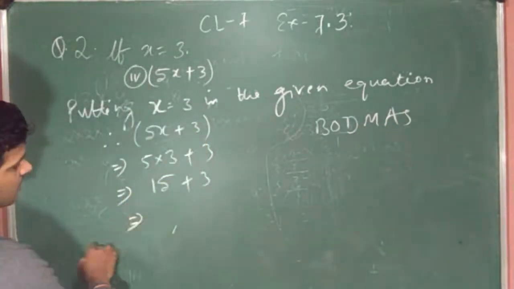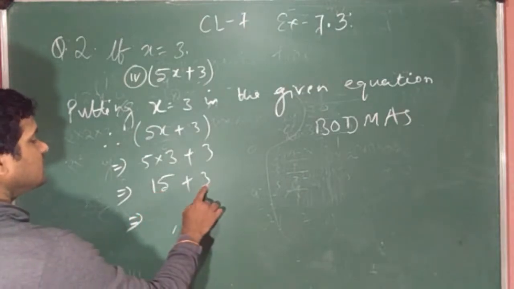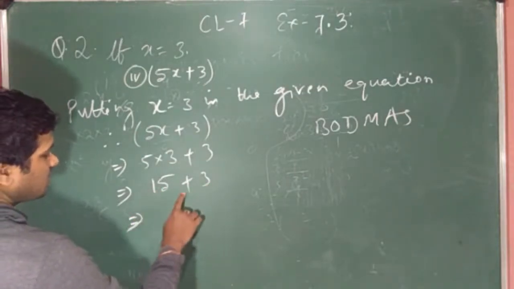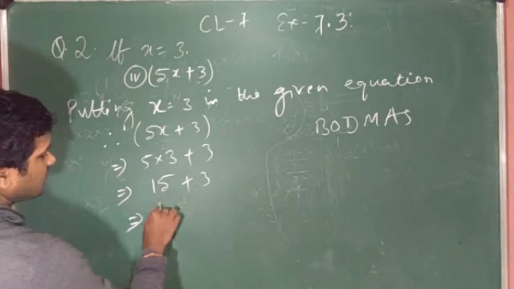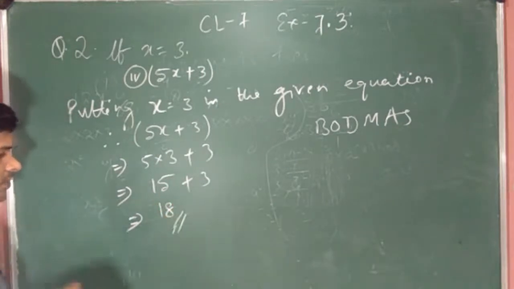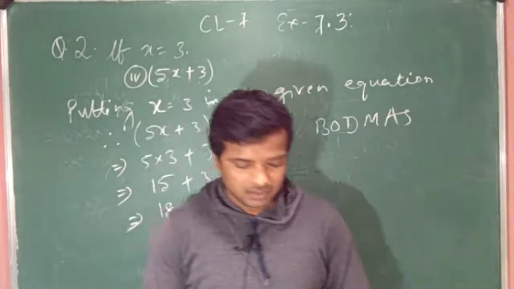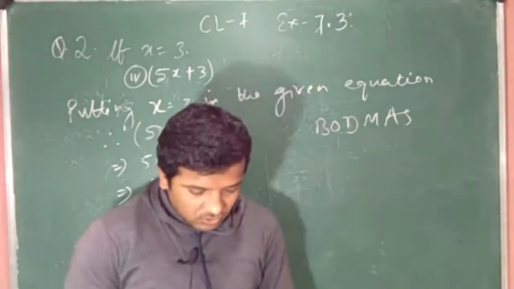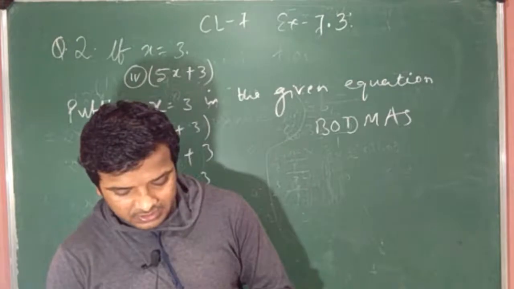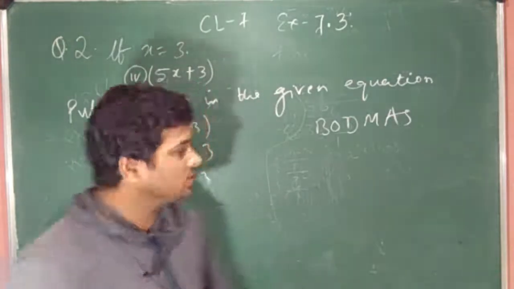Now we are going to do the addition. Here 15 and here 3, plus, plus. So 15 plus 3 is how much? 18. That is the solution for Roman number 4. The last question of question number 2 is Roman number 5. Let us go to Roman number 5.